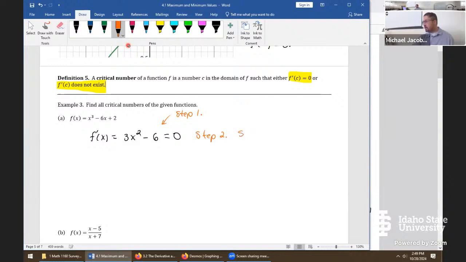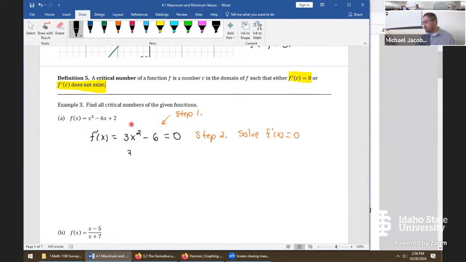Let's say for step 2, solve f prime of x equals 0 by whichever method we can manage. This one's not too bad to make happen. There's a couple good strategies. You could isolate the x squared portion and then just take the square root. Let's go with that route.